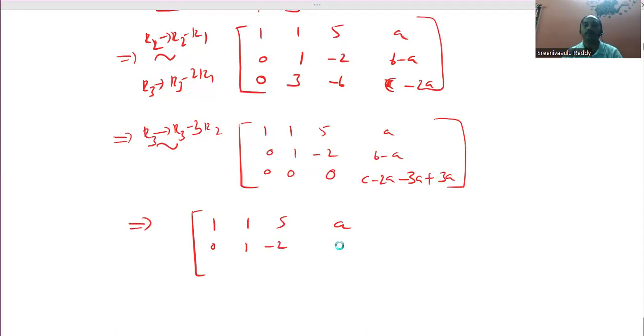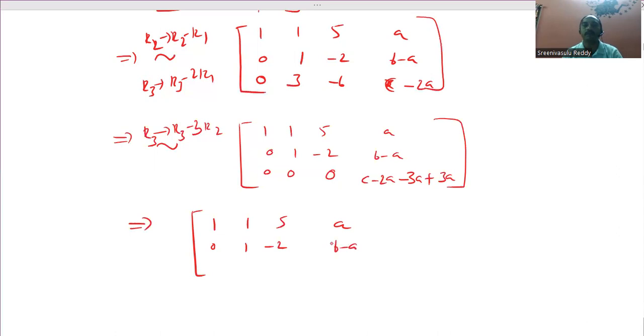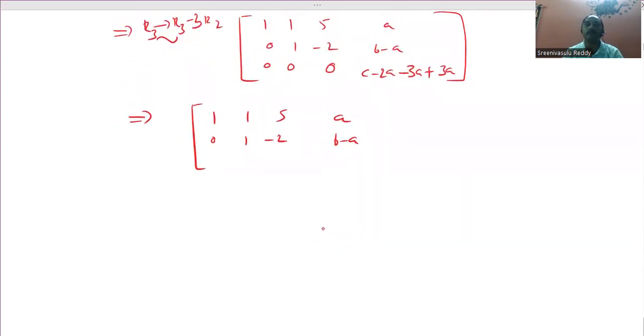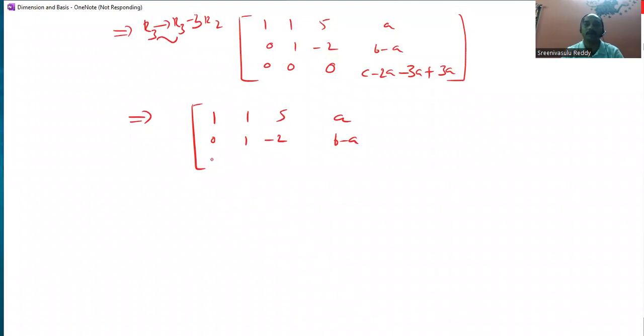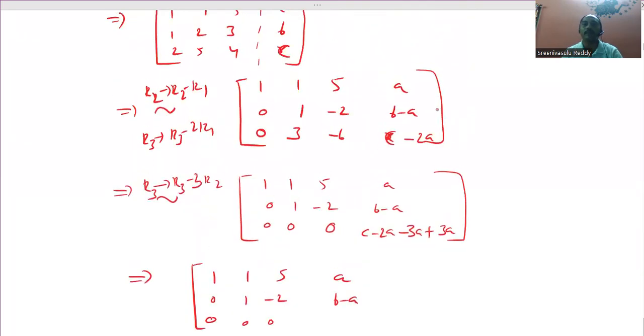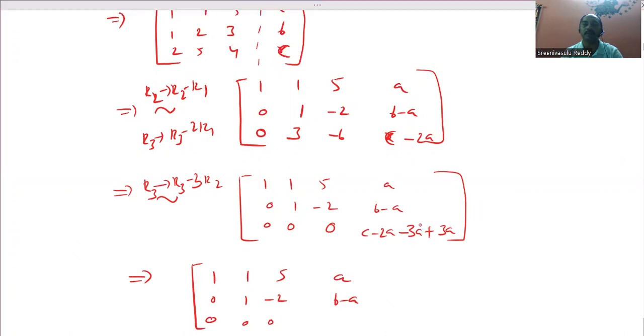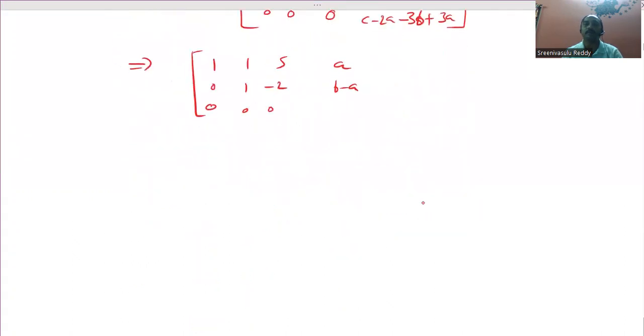I think somewhere I made a mistake. Anyhow, the same procedure applies here; the procedure is what is important. Here C minus 2A, here B, not 3. This is minus 3B. So C minus 3B plus A.